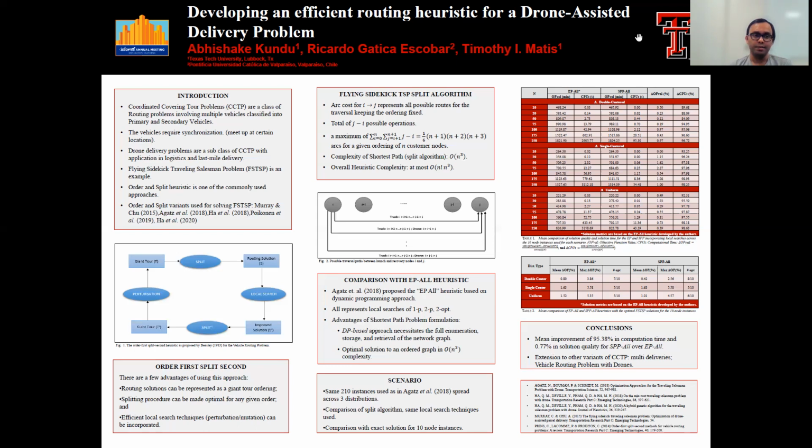Both the EP-all and SPP-all heuristics perform relatively well for the 10 node instances, with a reported average optimality gap of just a little more than 1% for both cases. And of the 30 instances, the SPP-all can reach the optimal FSTSP solution for 63.3% of the cases. However, the Agatz et al.'s EP-all reaches it for 57% of the total number of instances. And the double center instances perform the best for both the algorithms.